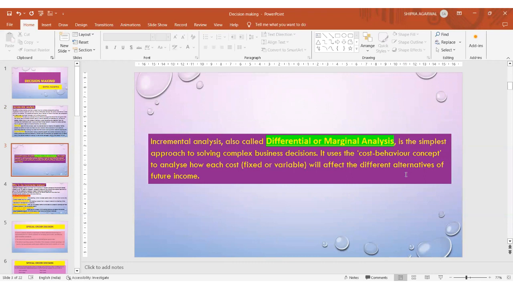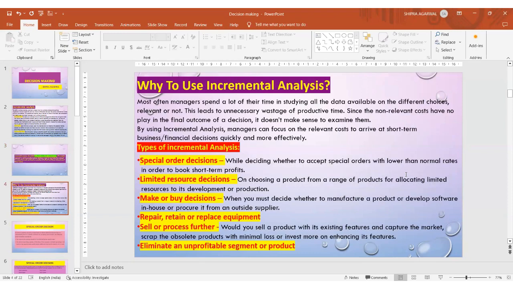So ultimately, when we are talking about incremental analysis, or what we call differential analysis or marginal analysis, we try to solve complex business decisions. In this case, we use the cost behavior concept. We evaluate all the pros and cons of all the alternatives that are available, and based on that, we take the final decision. Now, when I use the term final decision, the decisions can be of various types. Like you can have special order decisions, limited resource decisions, make or buy decisions, repair, retain or replace equipment, sell or process further, and eliminate an unprofitable segment or product.